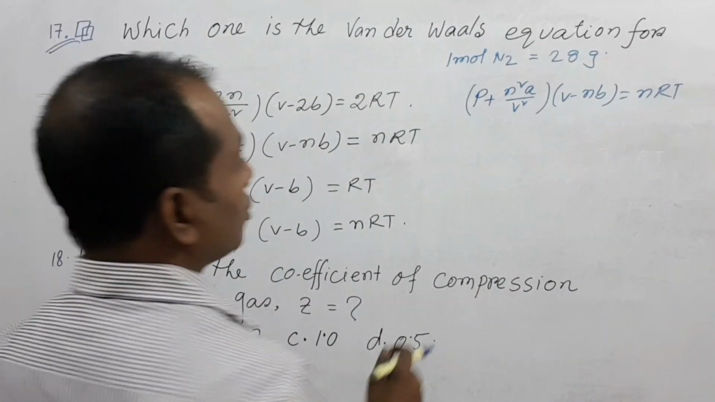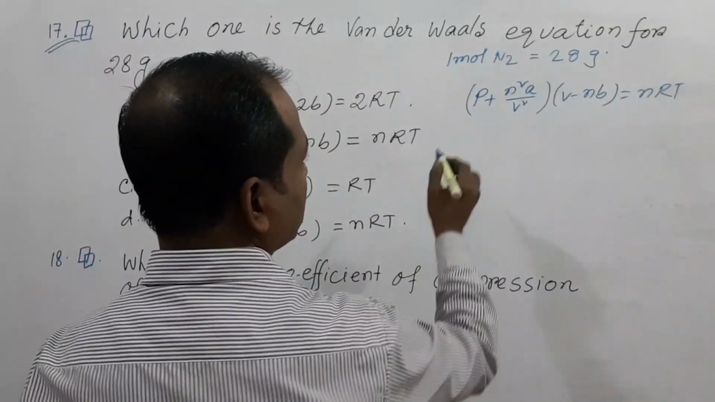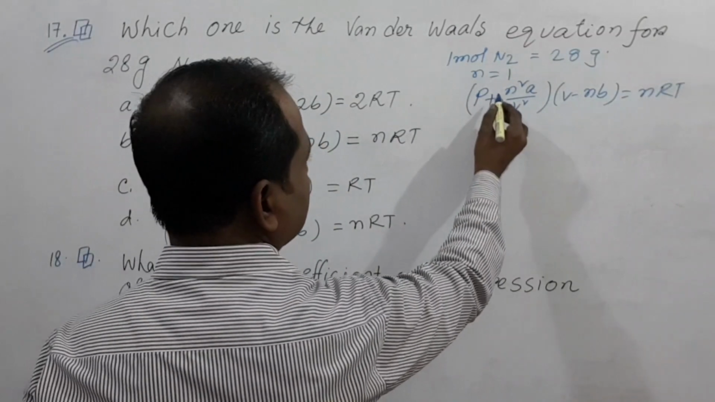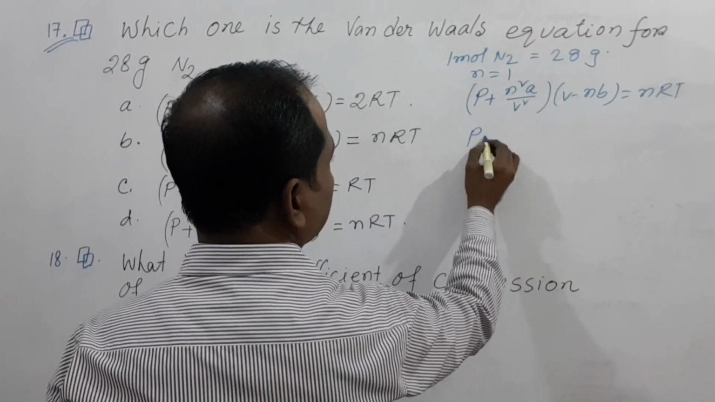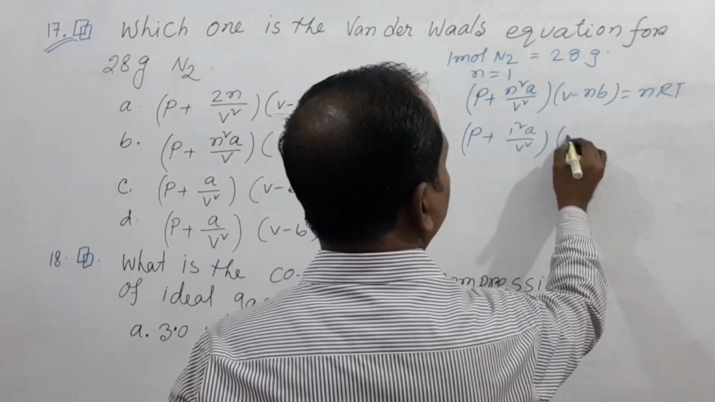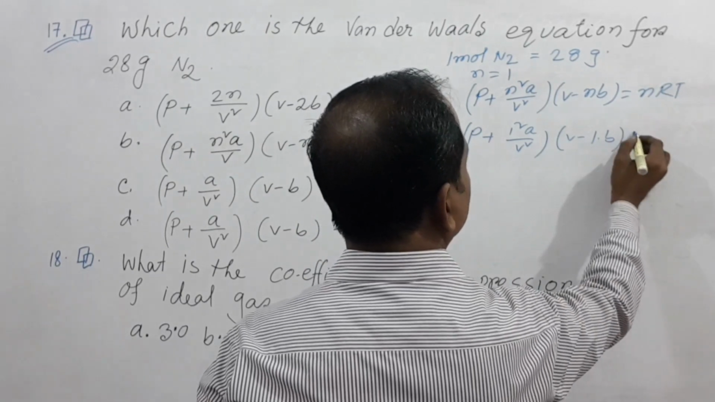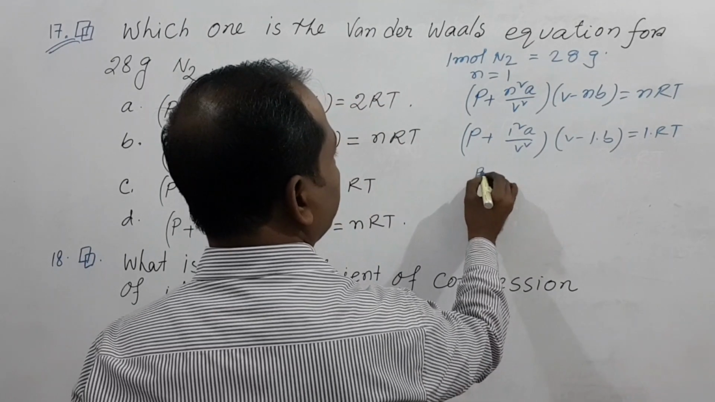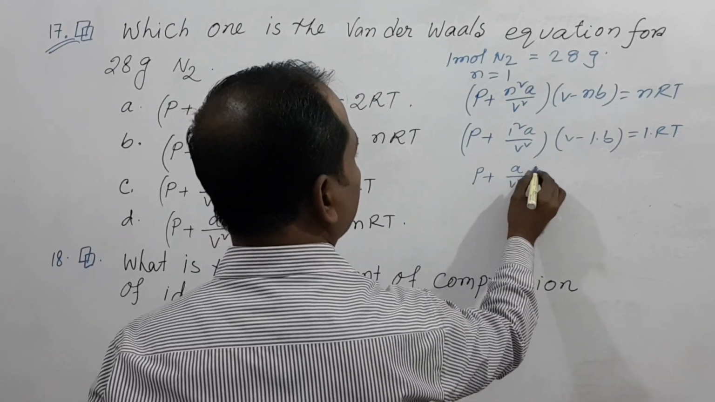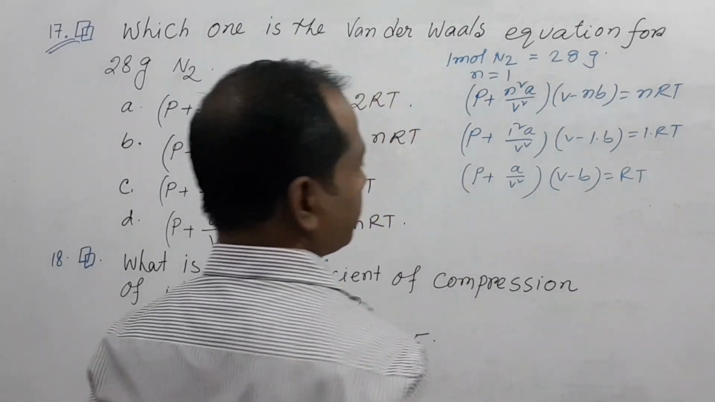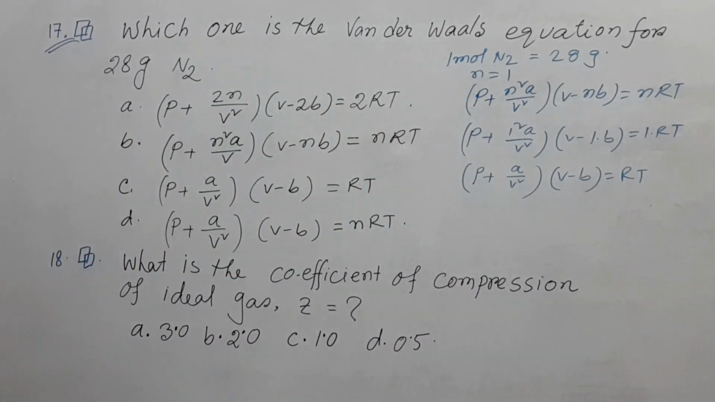Okay, 1 mole nitrogen equal to 28 gram. So here n equal to 1, and for this case we can write (P plus 1 square a divided by V square)(V minus 1 into b) equal to 1 into RT. So we get (P plus a by V square)(V minus b) equal to RT. So the correct answer is option C.